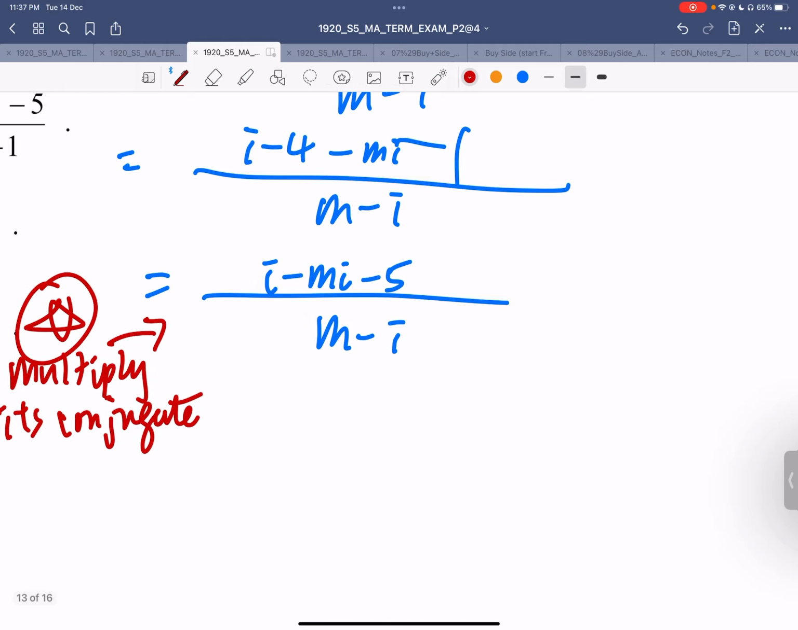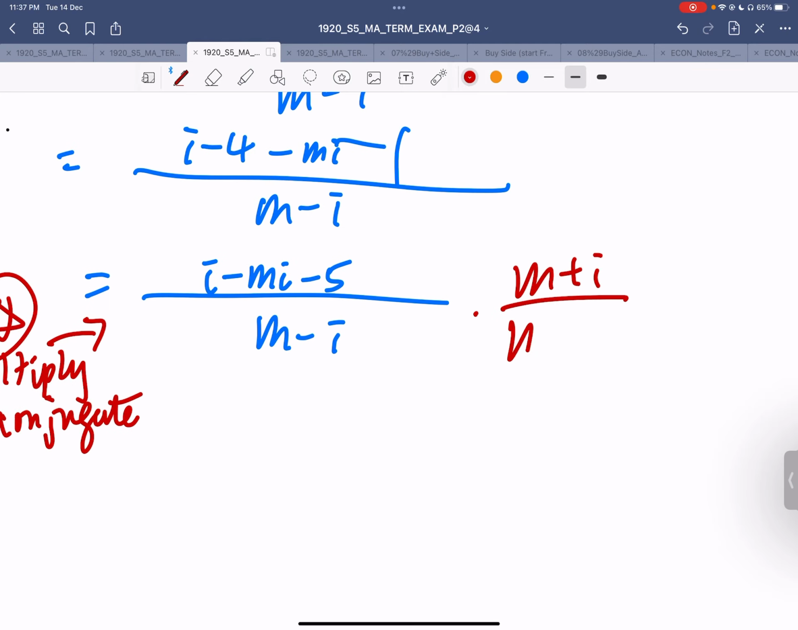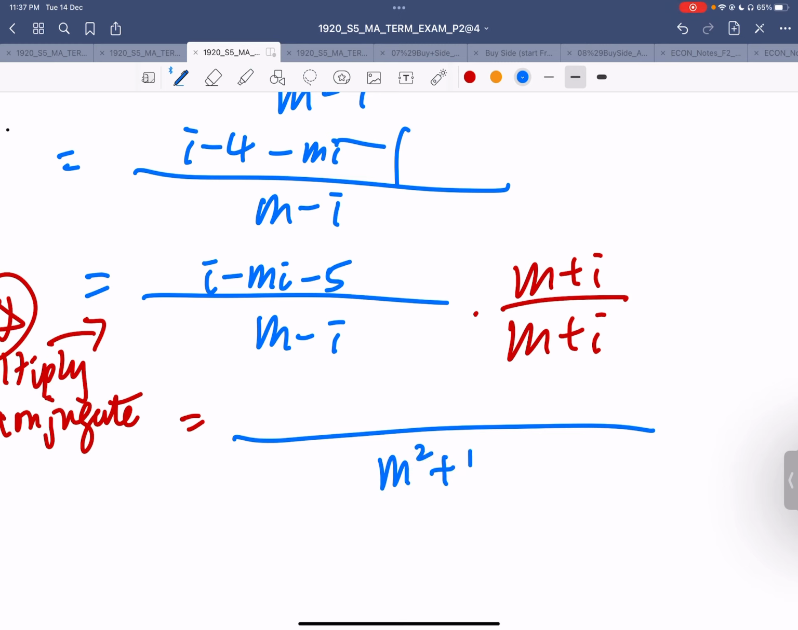So, okay, then you will multiply by m plus I over m plus I, okay? So it will be equal to m plus I times m minus I, which means m squared minus I squared, which means m squared plus 1, right? And then, all right, let's do some multiplications. m times mi plus I squared minus m squared I minus mi squared minus 5m minus 5I.